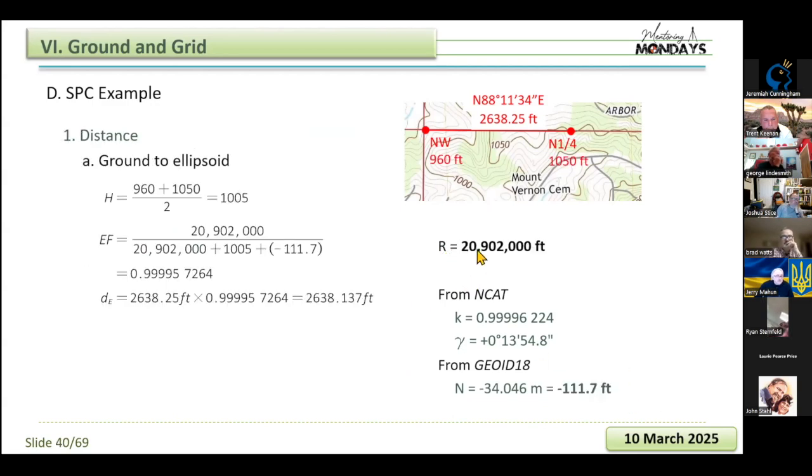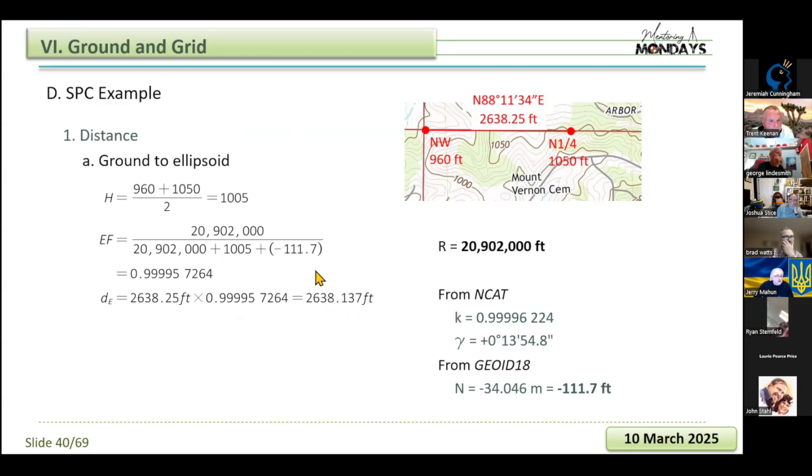We know that we're going to use a radius of 2902, and we'll use the average elevation and stick it into our elevation factor equation. I put this in there as an intermediate step just to show you what it looks like, but this is the elevation factor, 0.999957264. If I multiply that by my ground distance, that gives me a geoid distance, or ellipsoid distance, of 2638.137 feet.